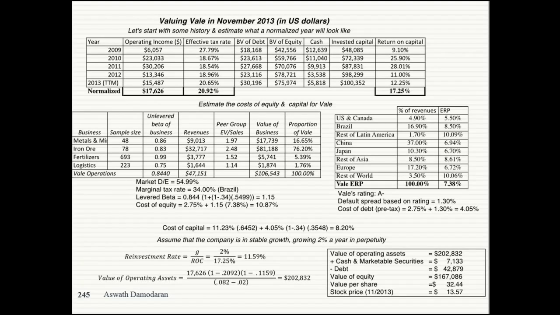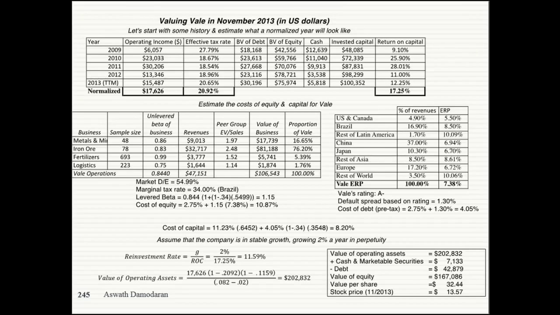So to value Vale, here's the first thing I did. I normalized income by looking at the last 5 years. Keep that in mind, because as you pick apart the valuation, that might be one of the fatal flaws in this valuation. So I took 5 years. 5 years sounds like a pretty long period, right? The average operating income over that period was 17.6 billion. The average return on capital over the period was 17.25%.